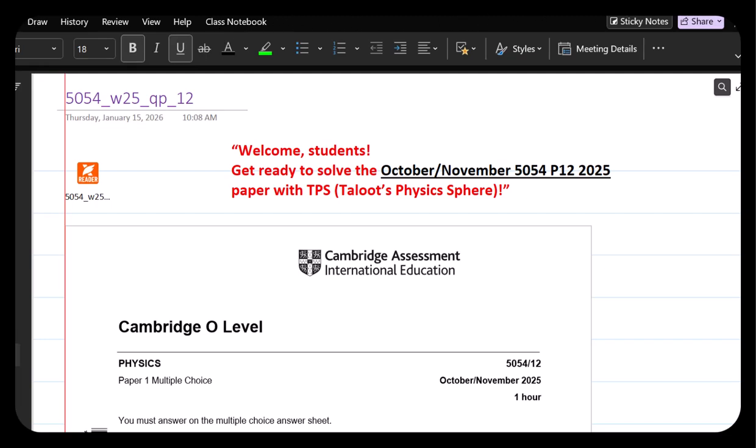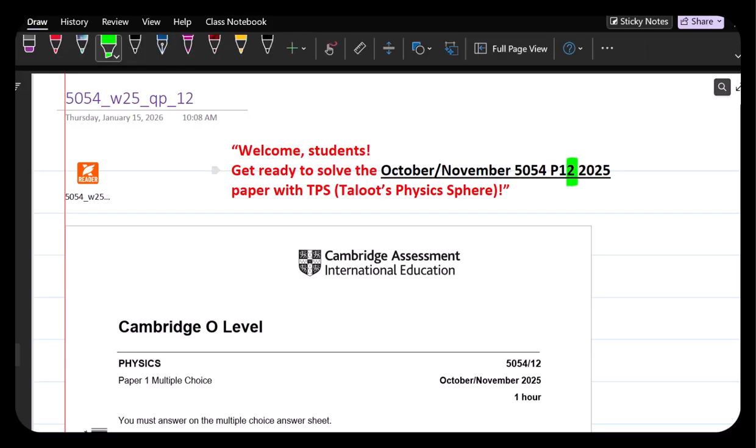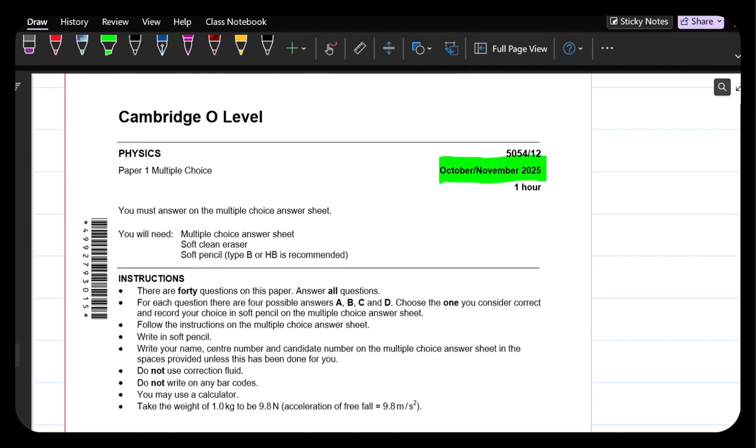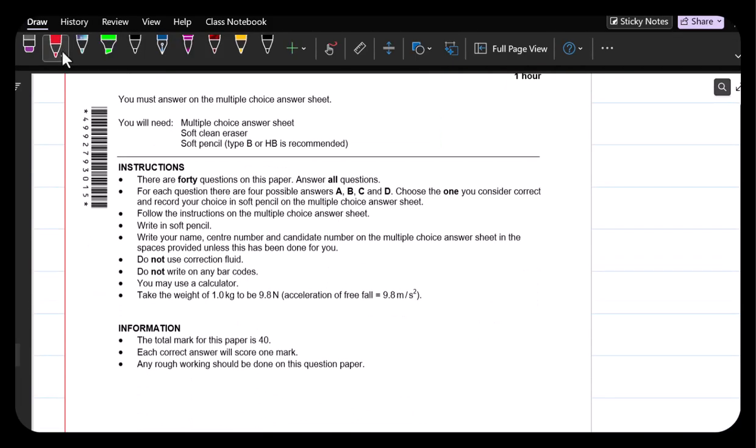Okay, welcome students. Get ready to solve October-November 5054 paper 1 variant 2 of 2025 paper with TPS. This is the very recent paper which we are going to solve. This is variant 2, multiple choice question paper 1. In this paper, if you are going to take a value of g, you are supposed to take it 9.8 Newton per kilogram. The total mark of this paper is 40.